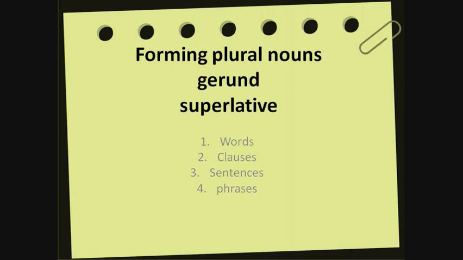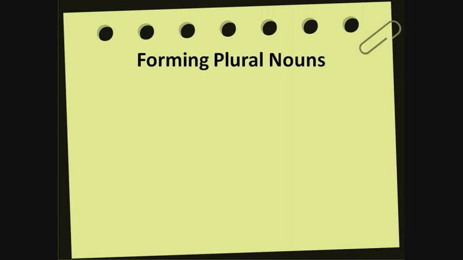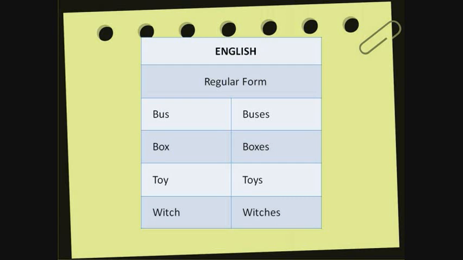The first topic is words, which is composed of 3 subtopics. Let's start by forming plural nouns. Each language has its own rules to form plurals. In English, the general rule to form them is adding s or es at the end of a word as a suffix. Here I have some examples in their regular form: bus, buses, box, boxes, toy, toys, witch, witches.